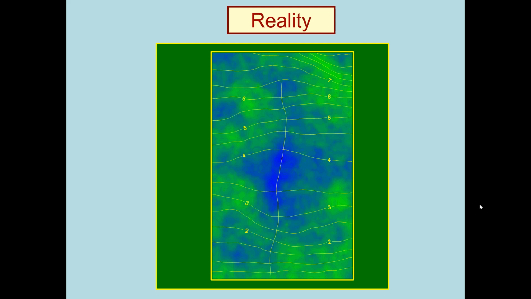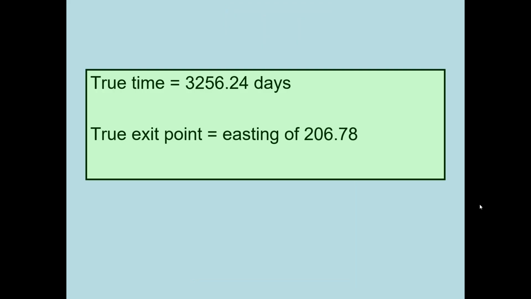As well as being able to simulate the movement of the particle, I can simulate heads at every cell in the model domain. And from those heads I can generate a calibration data set. So there's the answer at the back of the book. That's how long it takes the particle to reach the bottom of the system.